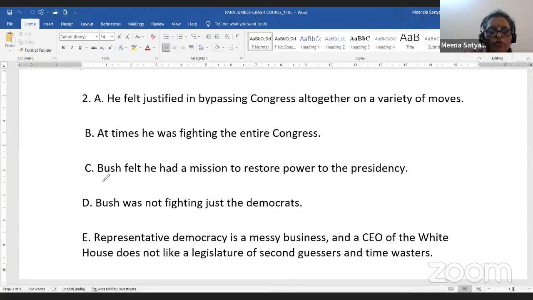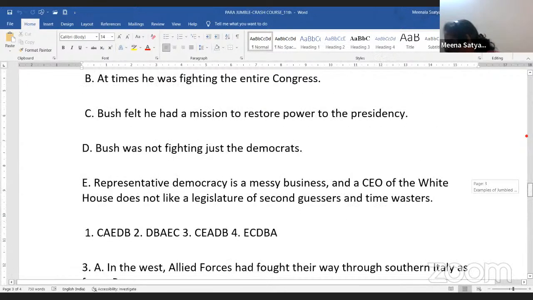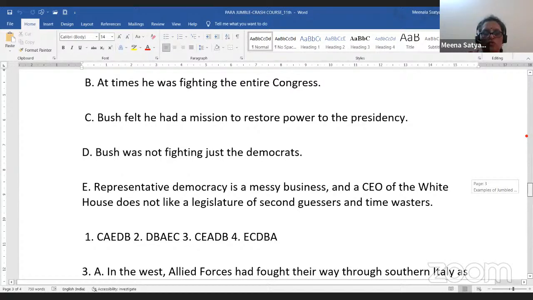So if you have noticed, here we have power to the presidency. So that is one thing. The next one is, Bush was not just fighting the Democrats. So that will be the thing. And so you have, Bush was not fighting the Democrats. He felt he had a mission to restore power to the presidency.